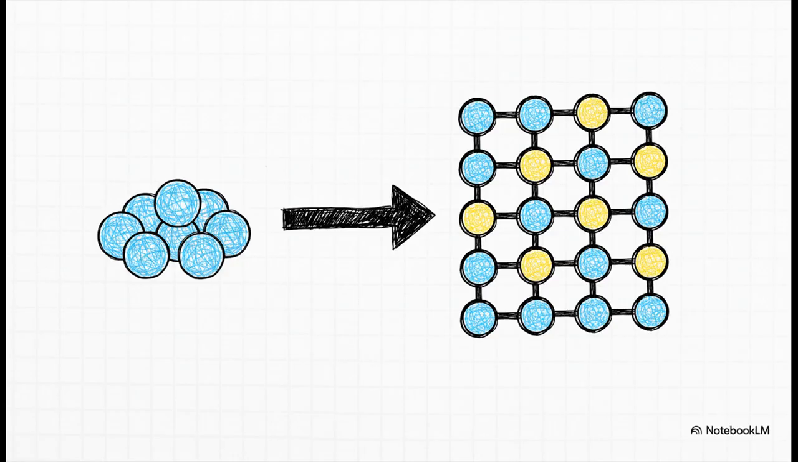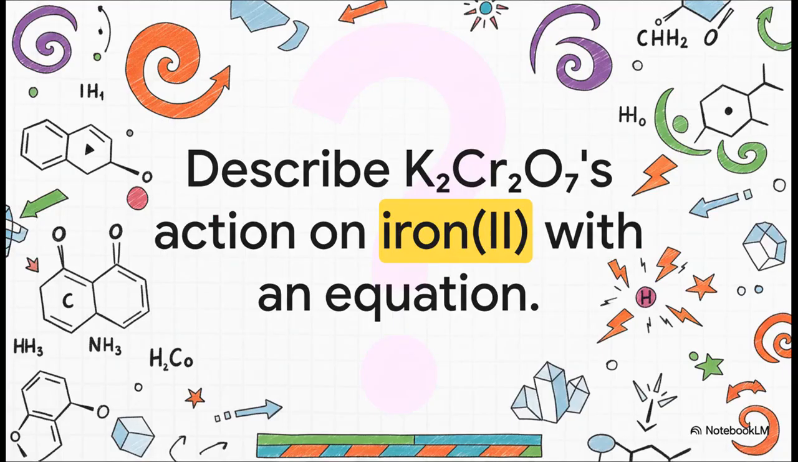Easy peasy. Okay, next question. This one for 3 marks. This is a classic board exam question. What happens when you add our orange friend potassium dichromate to a solution that has iron 2 ions? And don't you dare forget the ionic equation.